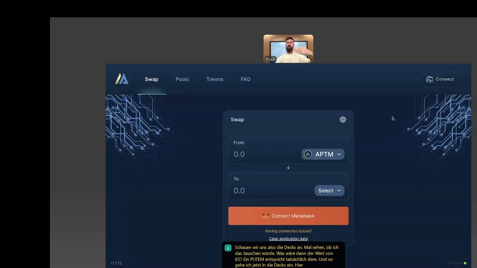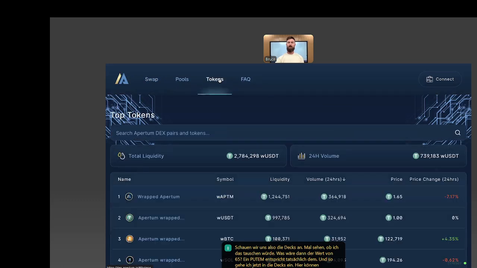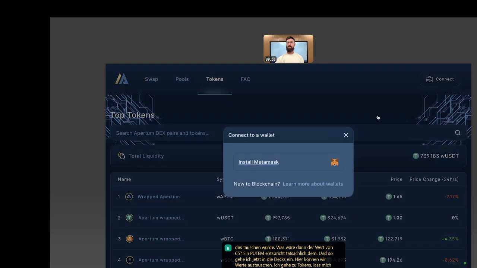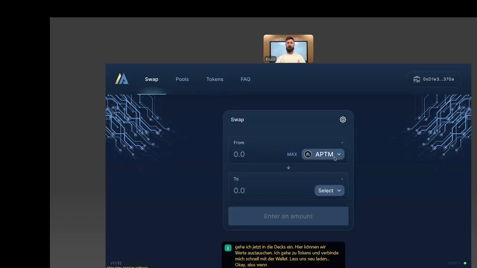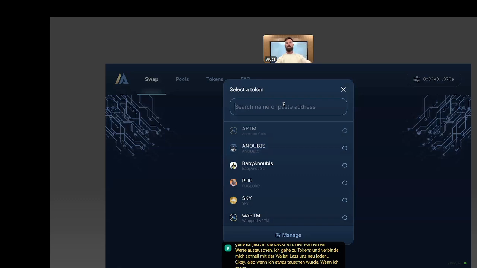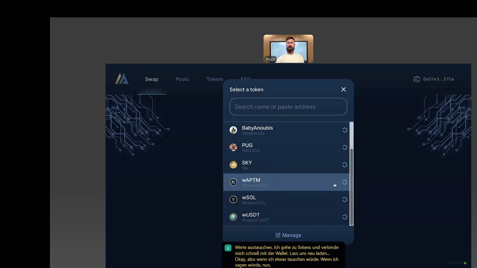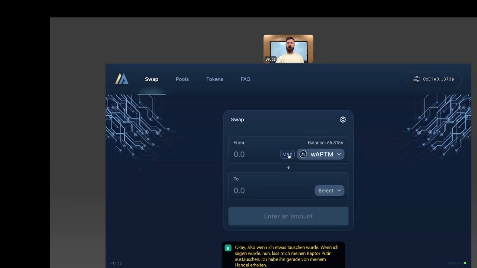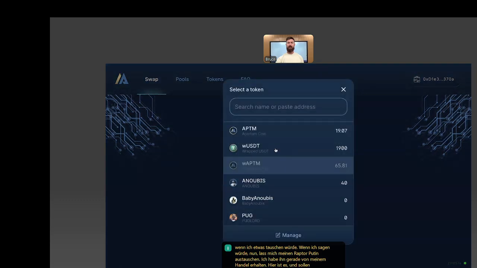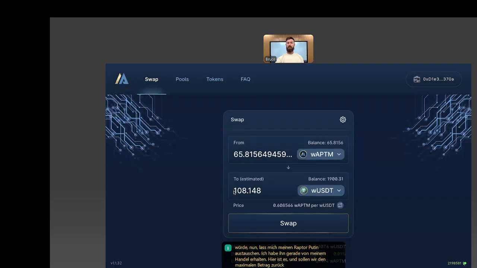This is where we can exchange value. I'm going to go to tokens. Let me just connect to the wallet quickly. Just reload it. Okay, so if I were to swap, if I were to say, well, let me exchange my wrapped Apertum that I've just received from my trading. Here it is. And I were to exchange the max amount back into the USDT value. That's 108 USDT in value that's sitting in my wallet today.